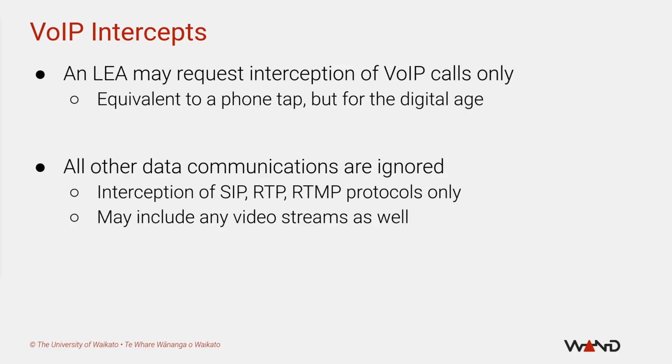When you are asked to perform a VoIP intercept, then only data communications related to the VoIP service can be intercepted. All other traffic must be ignored. Specifically, you will need to intercept traffic for the SIP, RTP, and RTMP protocols, and you may be required to intercept not just audio, but also any accompanying video streams as well.